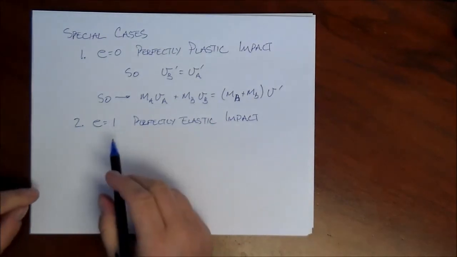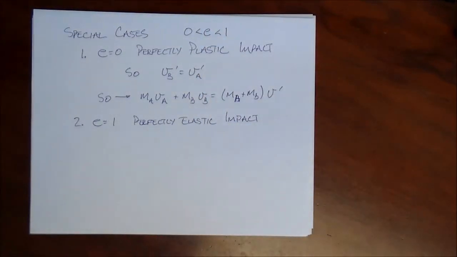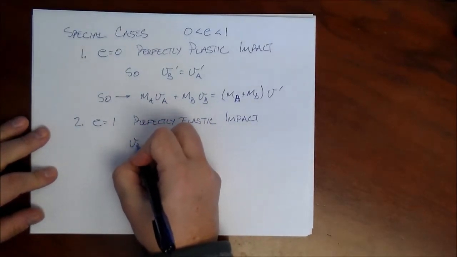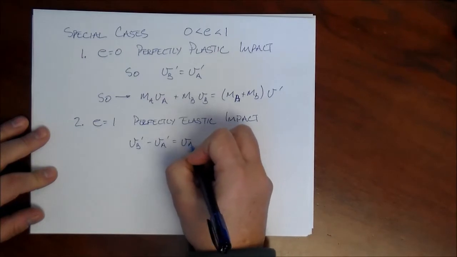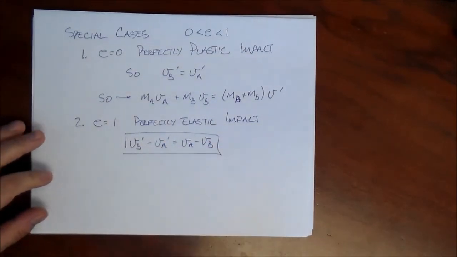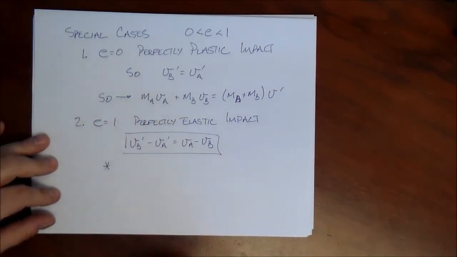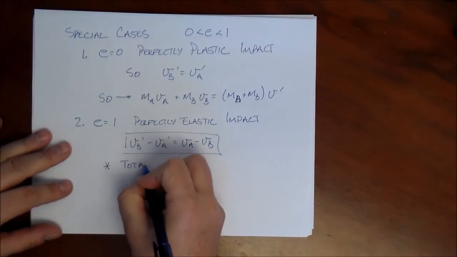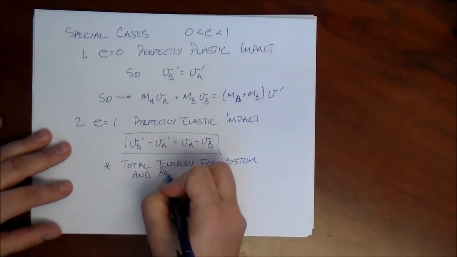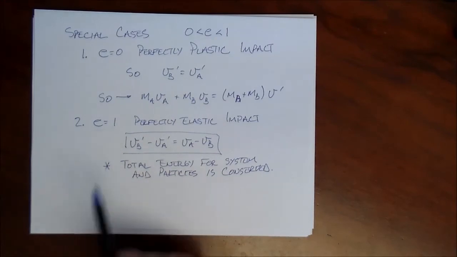The second case is when E is equal to 1. I forgot to point out that E is always going to be between 0 and 1. So the minimum value is 0, the maximum is 1. When E is 1, that's a perfectly elastic collision. So the restitution equation becomes that. So the relative velocity is the same before and after impact. And so we can use this equation in combination with our conservation of momentum equation to solve the problem. Something interesting about this case, when it's perfectly elastic, is that energy is conserved for the particles. Conservation of energy is not necessarily true. In fact, it is not true when E is not equal to 1.